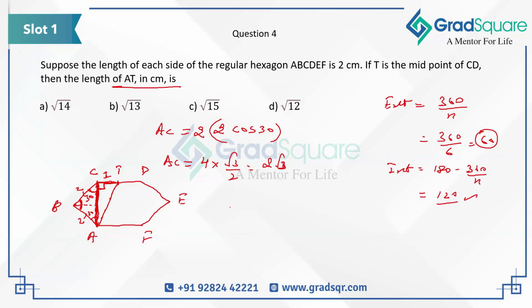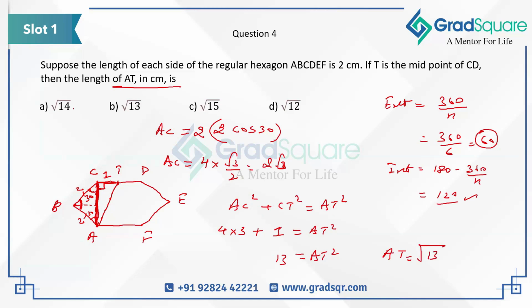Now, if you apply your Pythagoras theorem, AC square plus CT square is equal to AT square. AC square is going to be 4 multiplied by 3. CT square will be 1. That will be the value of your AT square. So what is AT square? AT square is going to be 13. So what is the value of AT? The value of AT will be root 13. Option B, root 13, is the correct answer.